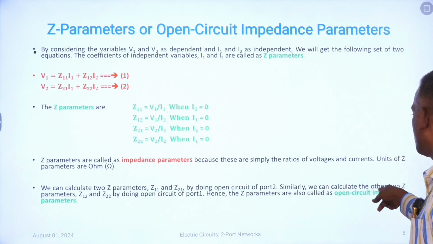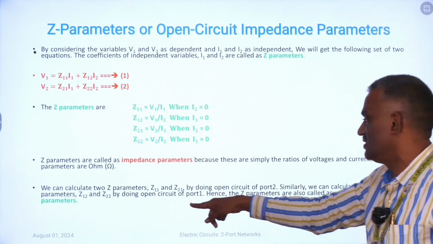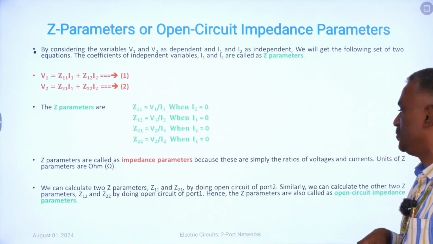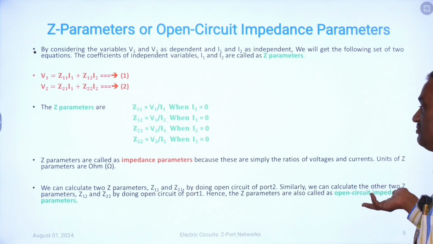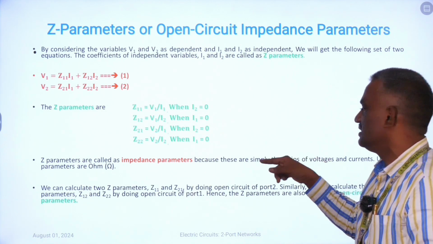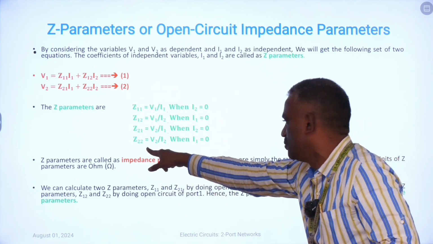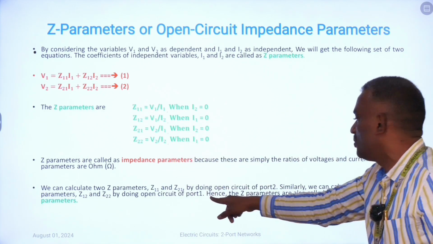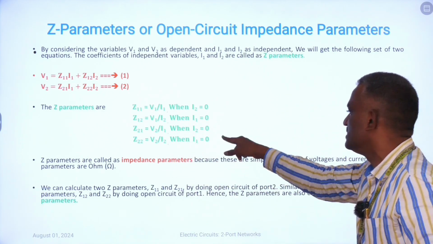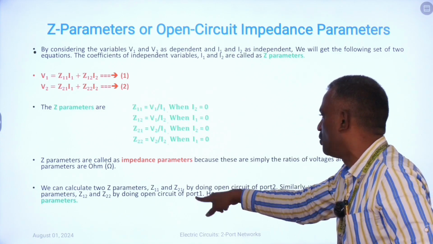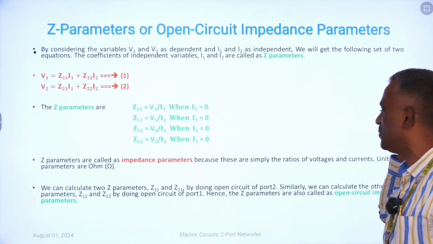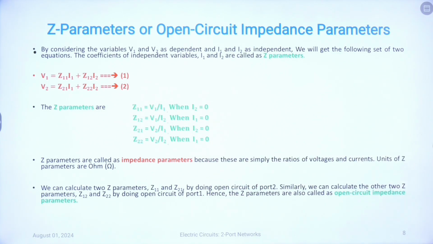Okay, so likewise, the other two parameters Z12 and then Z22 are called open circuit of port 1. Z12 is this one, and Z22 is this one. Okay, so this open circuit of port 1 means the current of port 1, which is I1, is made 0 since it is open circuit.